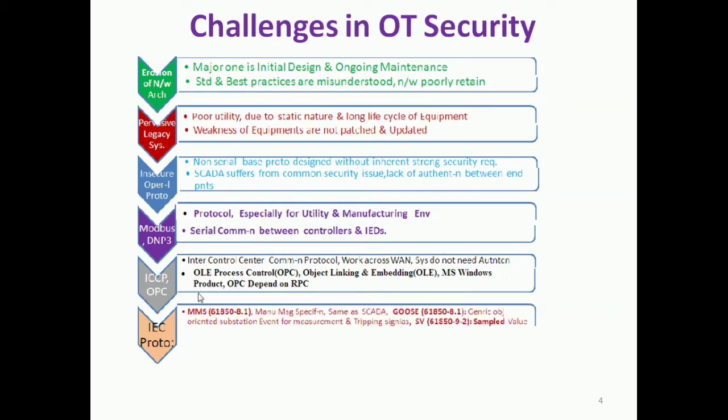Then one more is the IEC protocol, which creates a problem. One such protocol is called MMS, the Manufacturing Message Specification, same as SCADA. One more is GOOSE, the Generic Object Oriented Substation Event, for measurement and tripping signals. And finally we have SV, that is, Sampled Values.